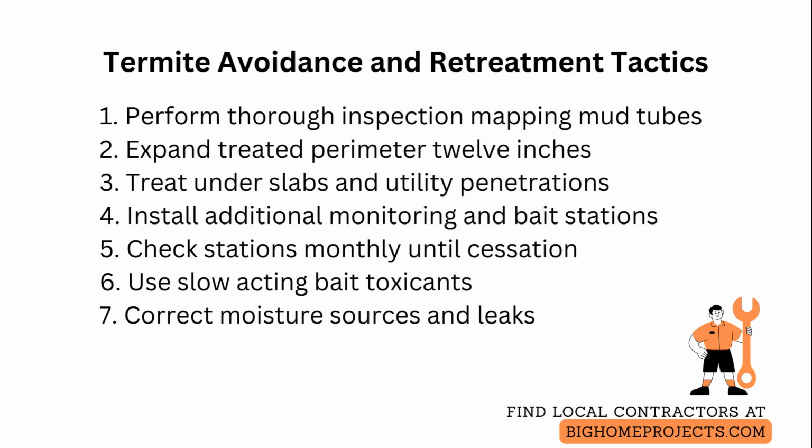Install additional monitoring stations and bait stations along likely diversion pathways such as foundation edges, crawlspace piers, and landscape timbers, and check them on a monthly schedule until activity ceases. Use baiting systems to intercept diverted foragers by placing slow-acting toxicants in stations where increased traffic is detected so the active colony can be affected rather than just the foragers.